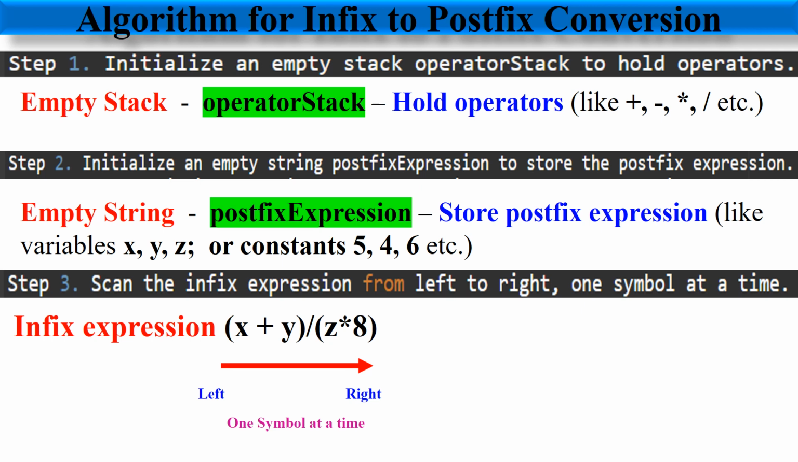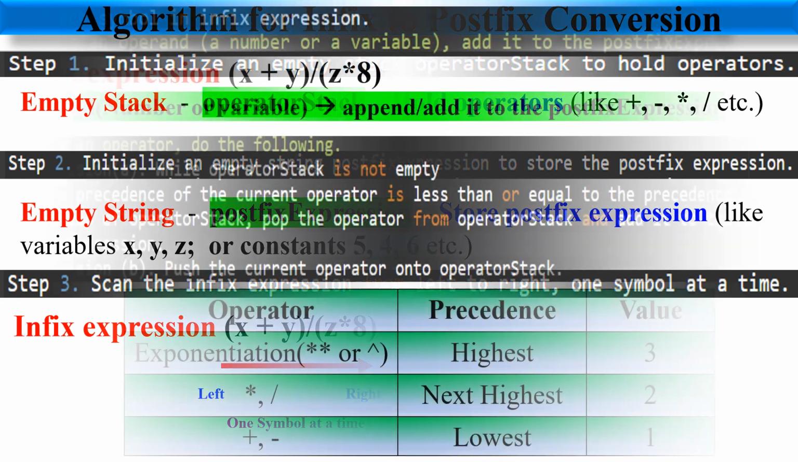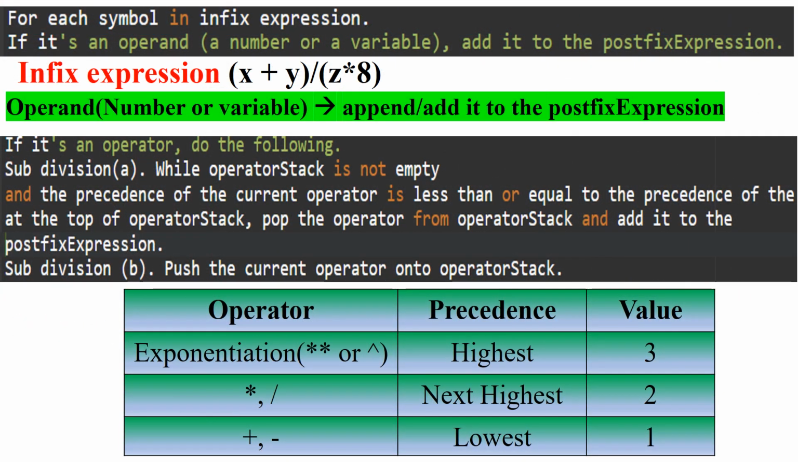Step 3. Scan the infix expression from left to right, one symbol at a time. For example, it scans the infix expression given, one symbol at a time, from the open parenthesis on the left to the close parenthesis, the last symbol on the right. For each symbol in the infix expression, if it's an operand, a number or a variable, add it to the postfix expression.